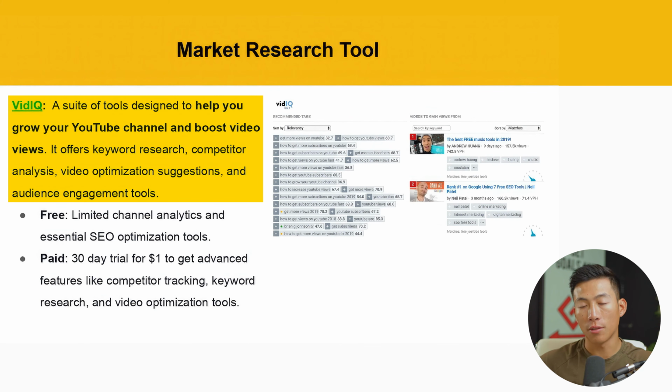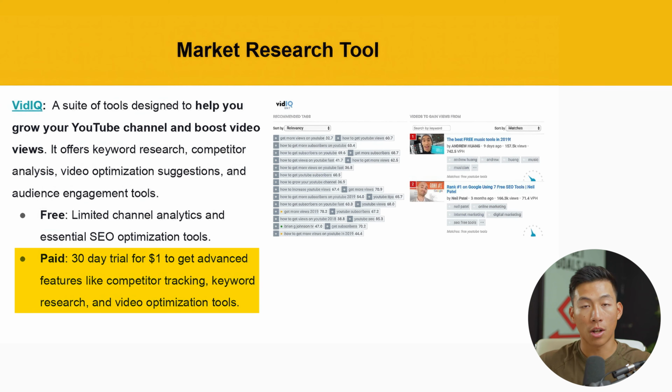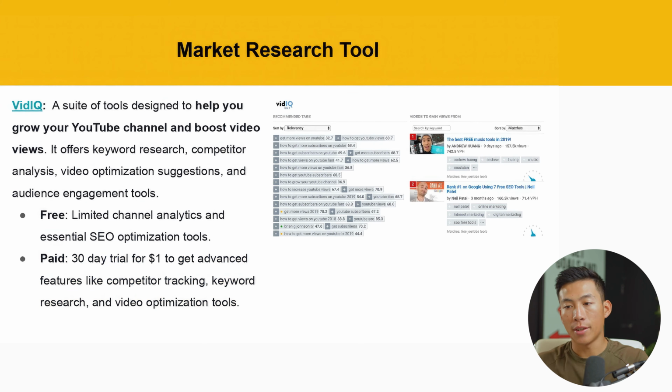Then there's a tool called vidIQ. This is a free Chrome extension that you can download, and it's also a website that we'll link down below. And it's also a specific link for our viewers only. You get a 30-day free trial for just $1, and you'll get access to a bunch of advanced features like competitor tracking, keyword research, and video optimization tools. So it can definitely help you boost your video views. It'll help you grow your YouTube channel, and it's similar to a tool called TubeBuddy, which we will cover later on in this video. We have another video on the channel that goes deeper into how to use vidIQ and stuff like that.